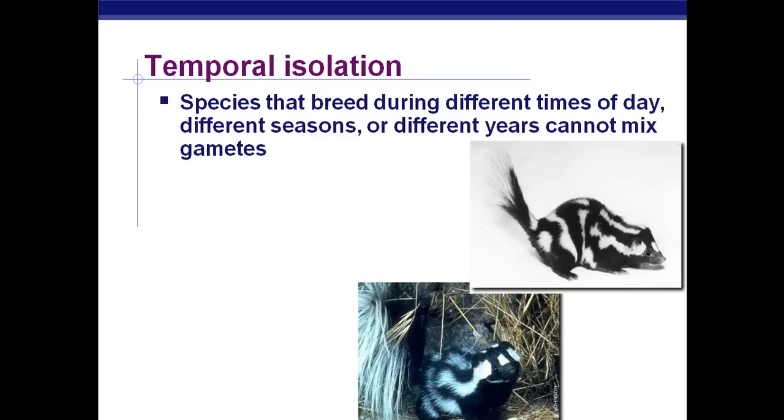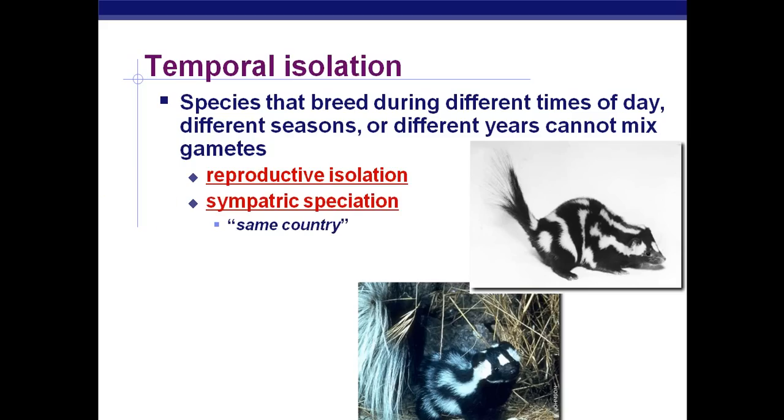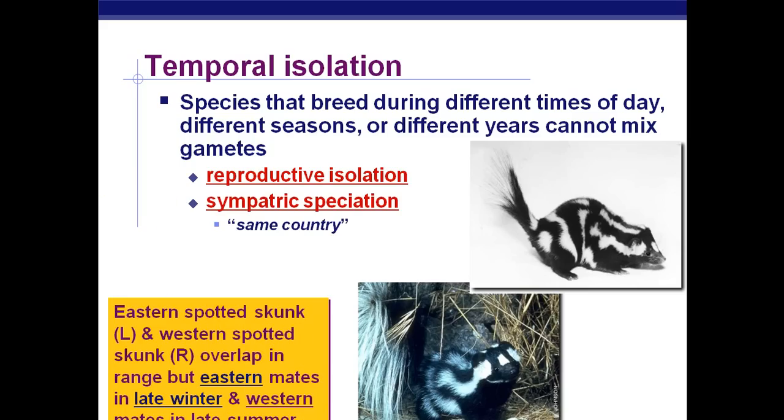Temporal isolation. This is where species that breed during different times of the day, different seasons, or even different years can't mix their gametes. This is an example of reproductive isolation and, of course, sympatric speciation. They're in the same country. For example, the eastern spotted skunk on the left and the western spotted skunk on the right overlap in their range, but the eastern, that's this guy here, mates in the late winter, and the western mates in the late summer.